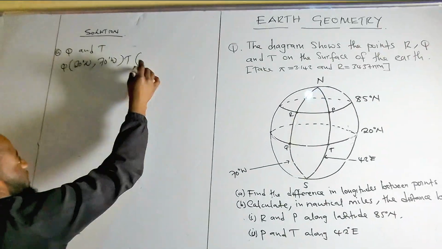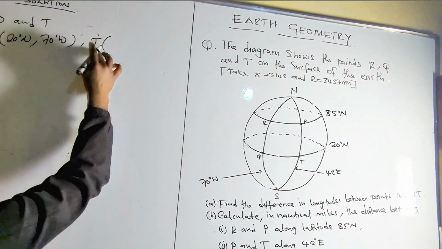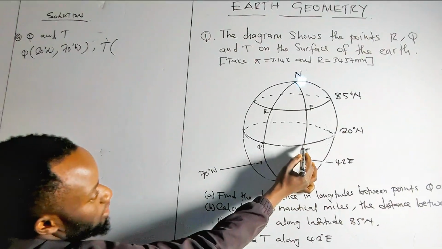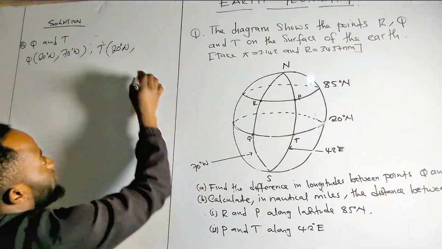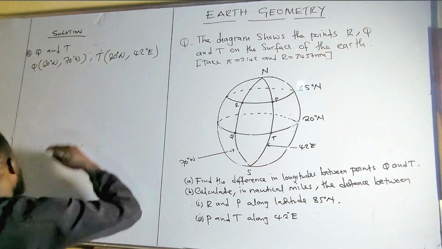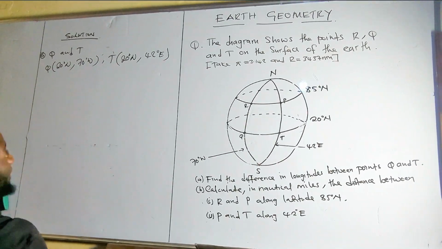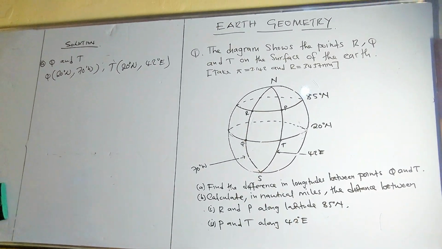And also we have the T. T is standing on latitude 20 degrees north, comma, the longitude is 42 degrees east. So this is what we have. So in here now, what we're going to be doing is this.